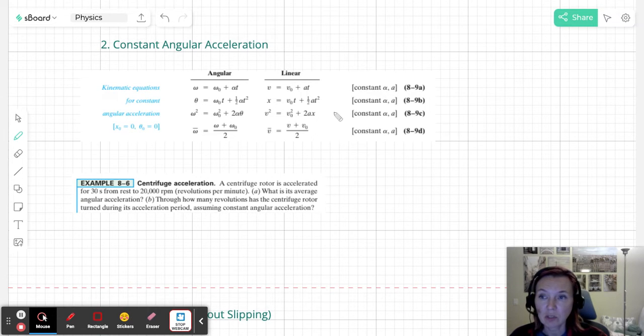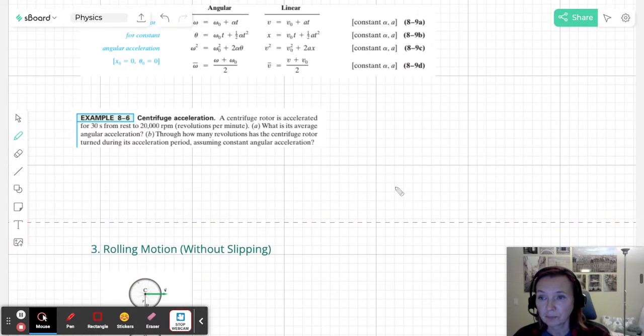Keep in mind that those equations are valid for constant angular acceleration. That means that alpha, the angular acceleration, is constant, just the same way that a was constant for the linear case. With that said, we're going to look at an example.